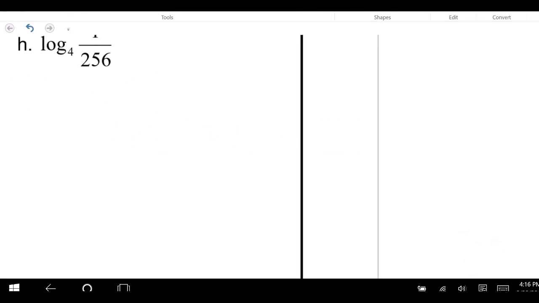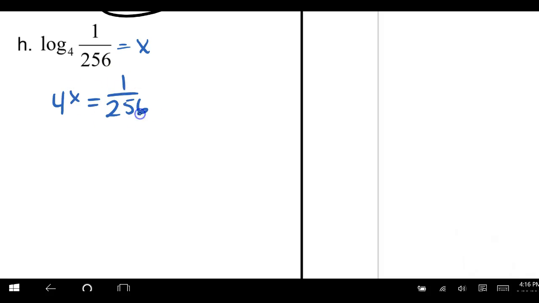Okay, again, while we're on a roll, let's keep on doing it. Now again, this is equal to some number x. So 4 to the x equals 1 over 256. And we want the same base, so that means we don't want a fraction over here. So let's change that so that it is not a fraction. We'll flip it, and now the exponent is negative 1.